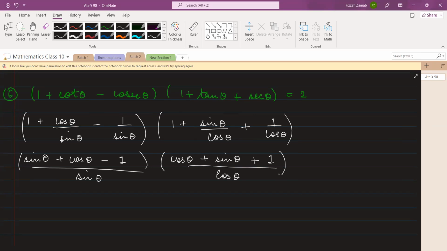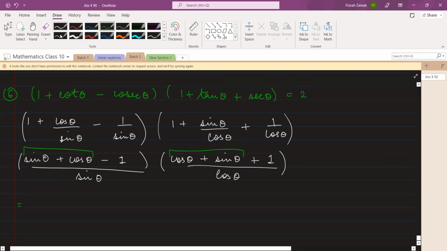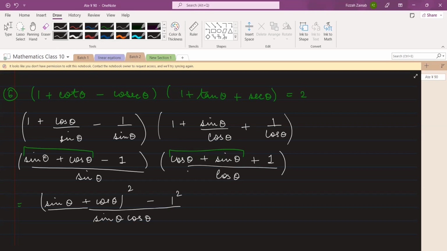Now, can you spot something here? If you combine these two terms together, it is looking like a minus b into a plus b, isn't it? So we can change it into a square minus b square. So it will become sine theta plus cos theta whole square minus 1 square, divided by sine theta cos theta. Because they are in multiplication, we can write them together. There is no plus or minus between; everything is now in multiplication.